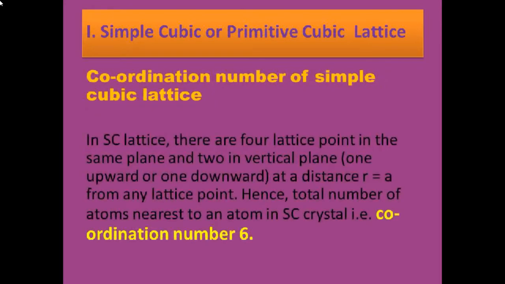Now we are going to see the coordination number of simple cubic lattice. In simple cubic lattice, there are 4 lattice points in the same plane and 2 in the vertical plane, 1 upward and 1 downward, at a distance r equal to a from any lattice point. Hence, the total number of atoms nearest to an atom in a simple cubic crystal is the coordination number, and in the simple cubic the coordination number is 6.